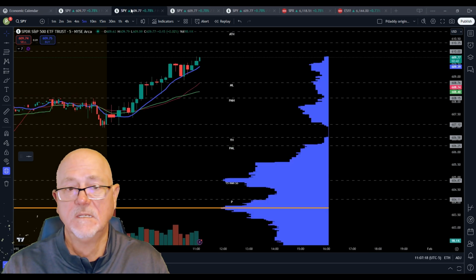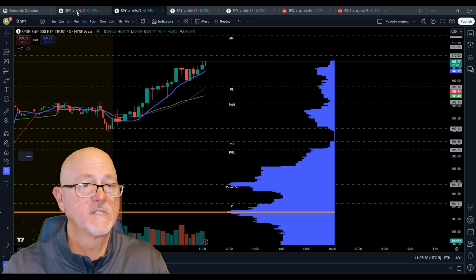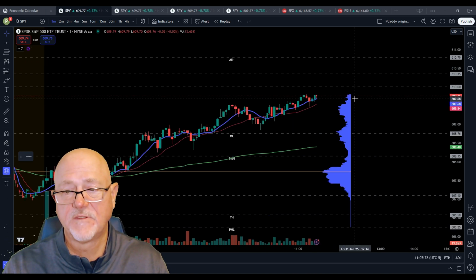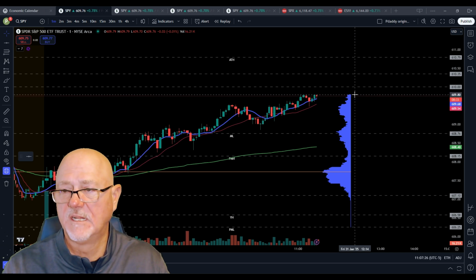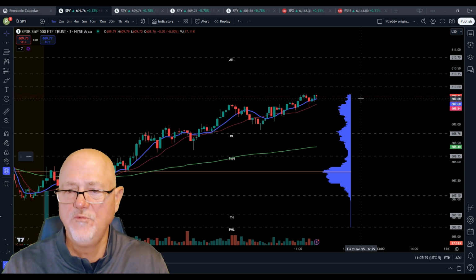Again, the 5-minute looks like this. All right, we're pushing up. Still good, at least for the time being. Stay above 68. We really need to close above 80. 609, 80.